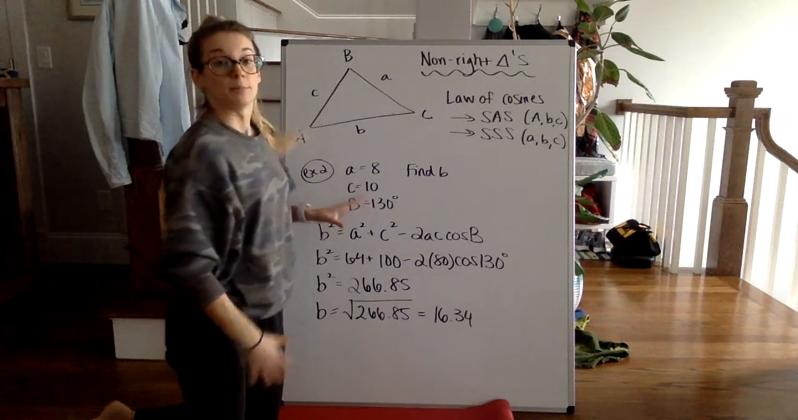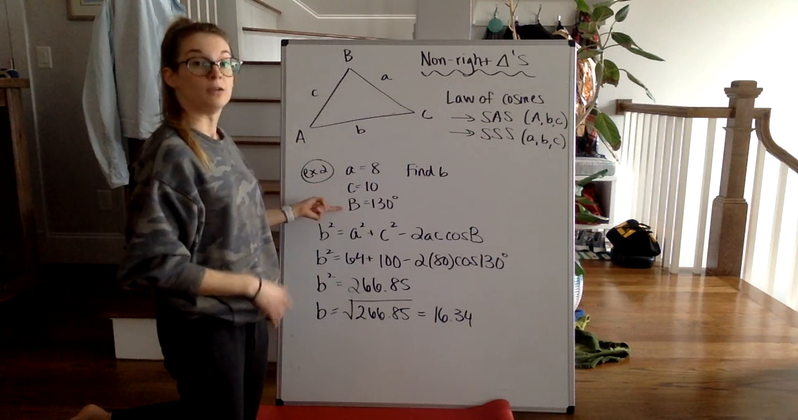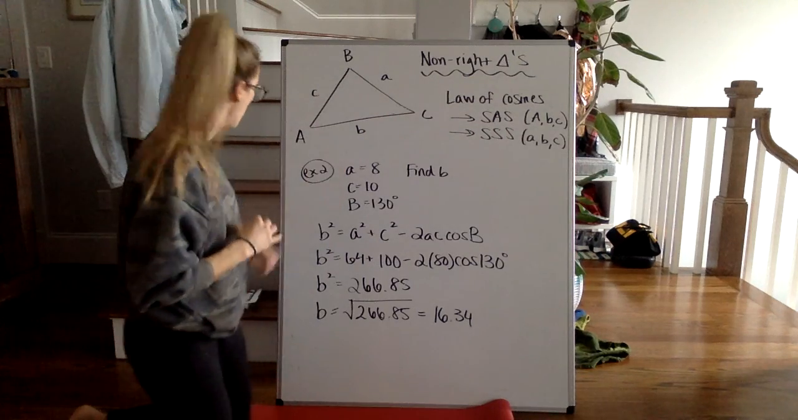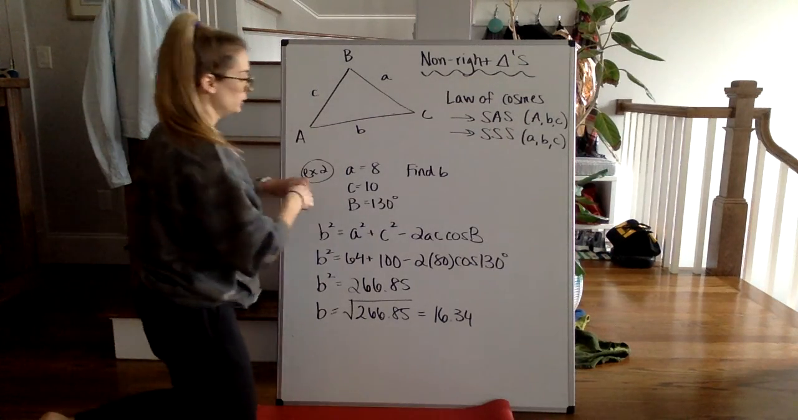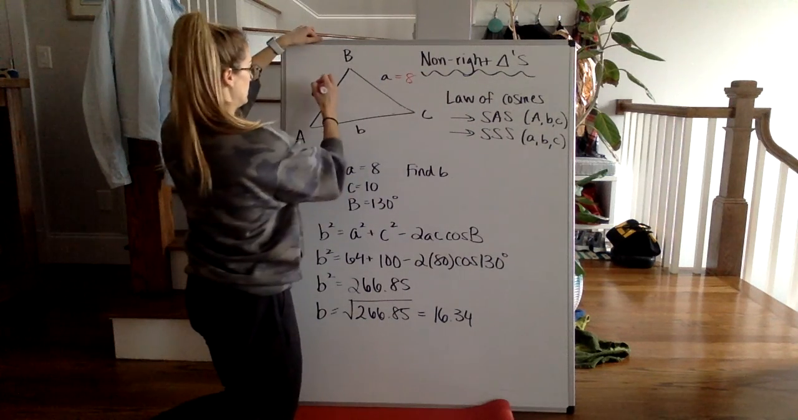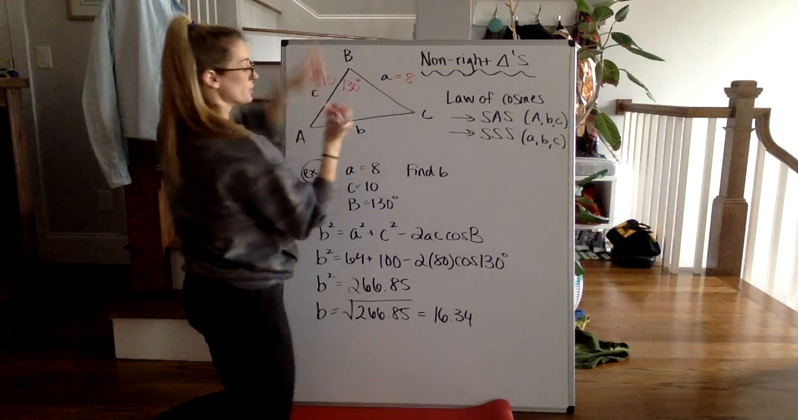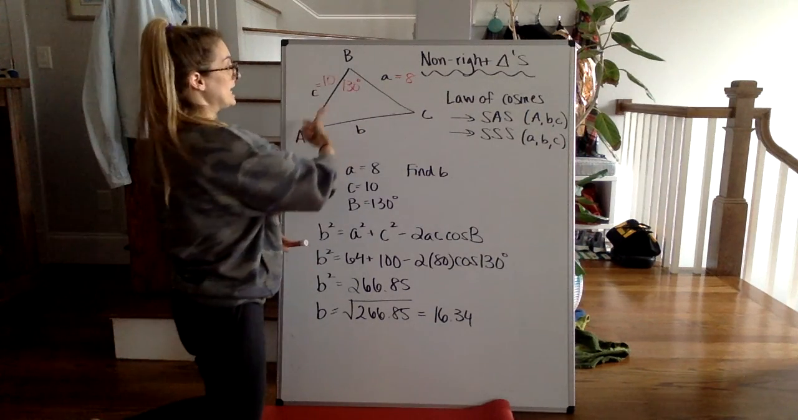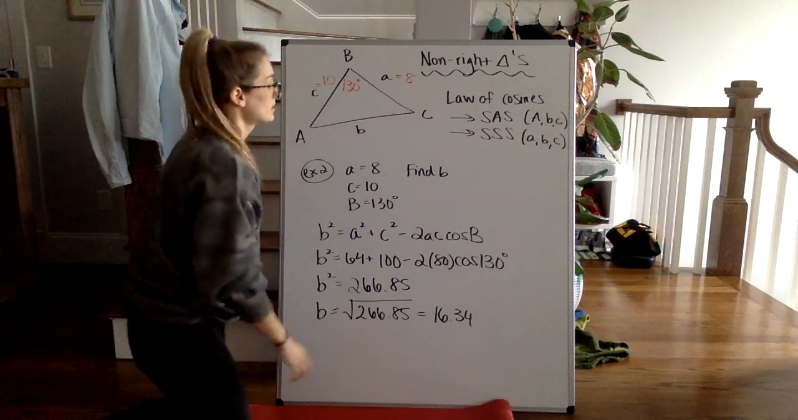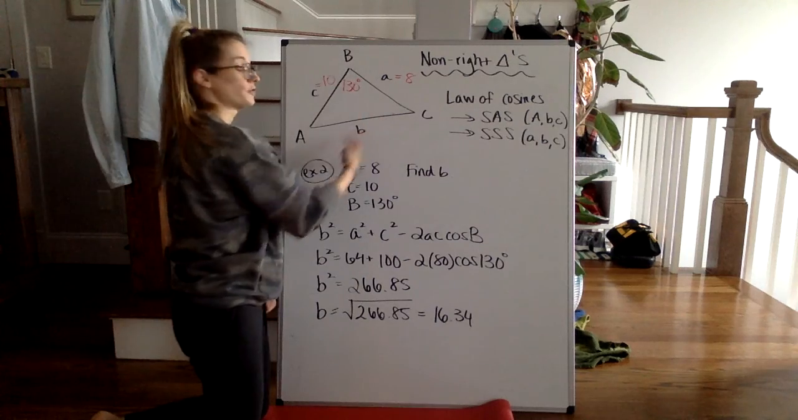So for our example, I've given you side length A, side length C, and angle B. 3 different letters of information. This is a candidate for law of cosines. Take a look at the presentation of the information. A is 8, C is 10, and angle B is 130 degrees. So this is a case of side, angle, side. We are asked to find side length B. So we're asked to find the side length across from angle B.